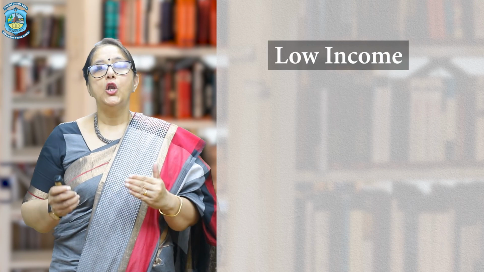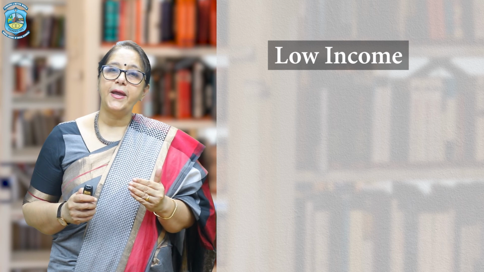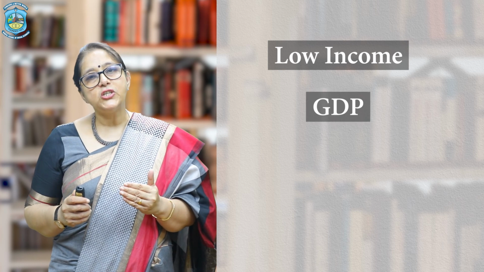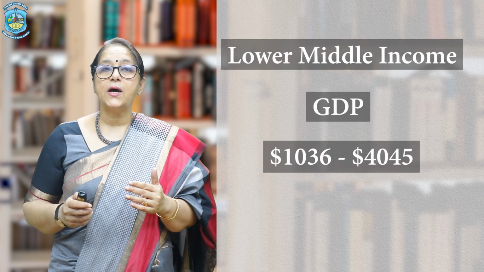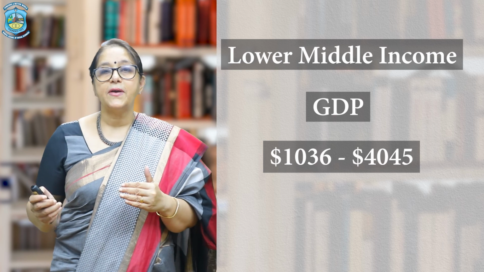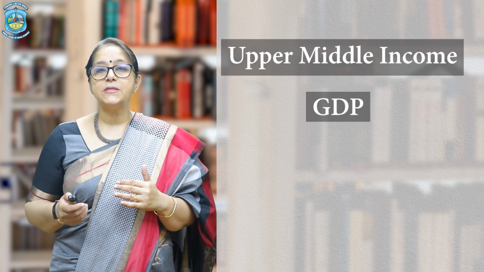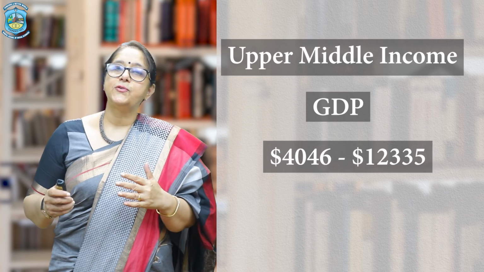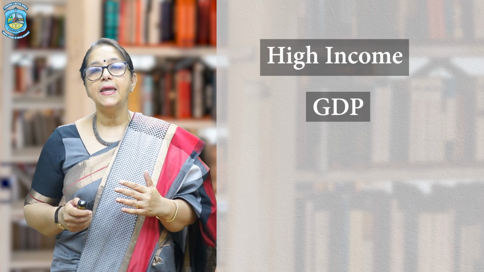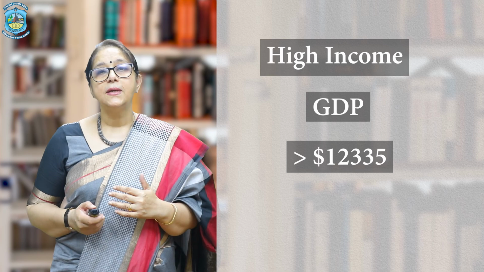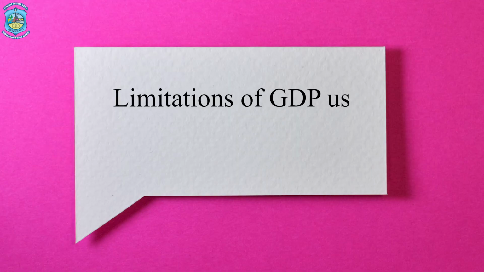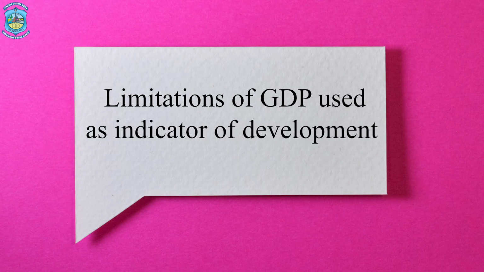For instance, low income are those countries where the GDP per capita is less than $1,036, and lower middle income is $1,036 to $4,045. Upper middle income is between $4,000 to $12,335 and high income is greater than $12,535 annual. Now, what are the limitations of using GDP as an indicator of development?